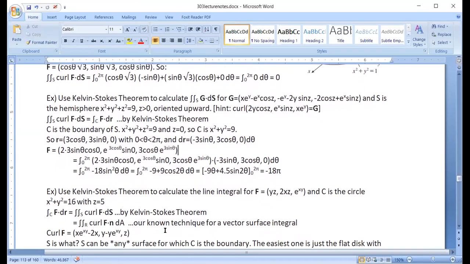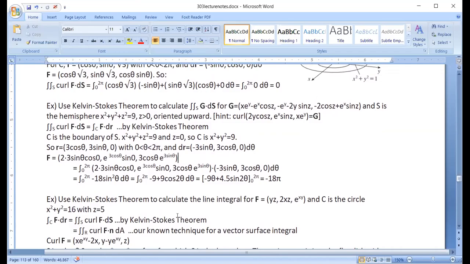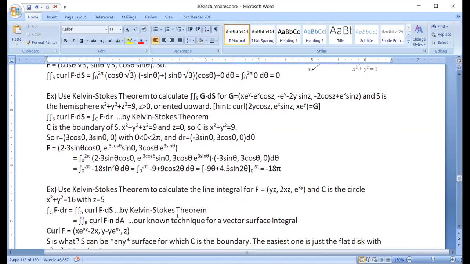So for that, we need to know what is our surface. We're not actually given a surface. We're only given the curve C. But the only thing that we need is for C to be the boundary. So S can actually be any surface for which C is the boundary. This is awesome. We can choose any surface we like. What is the easiest surface for which C is the boundary?